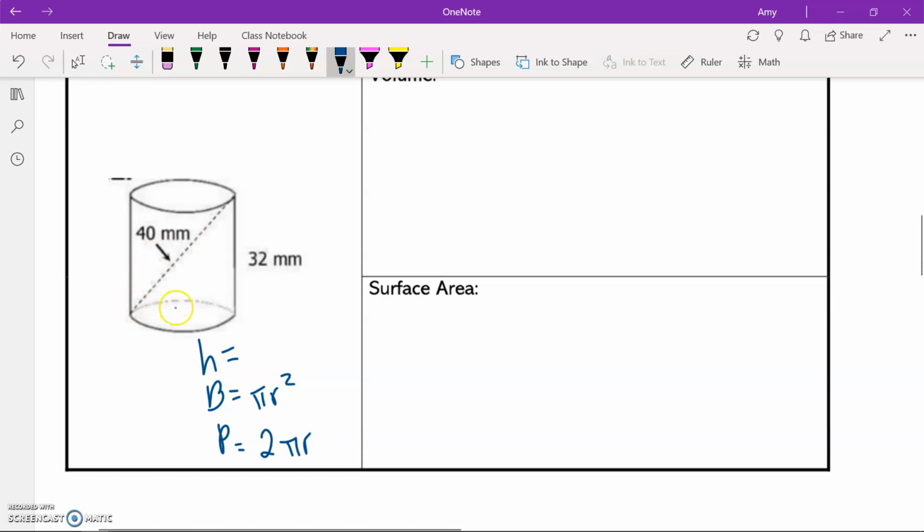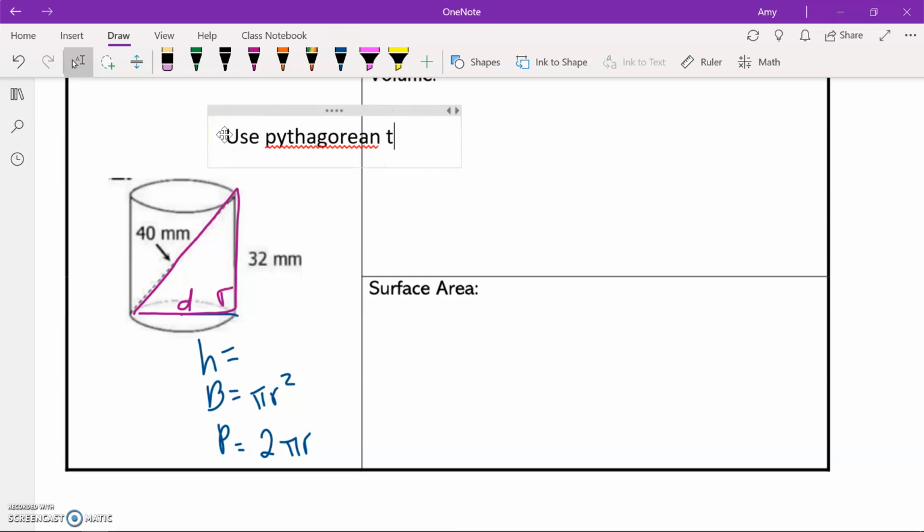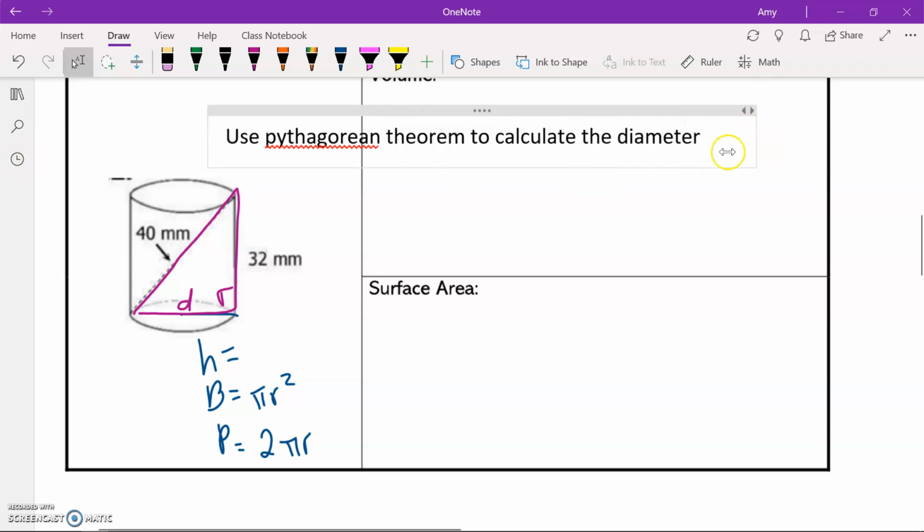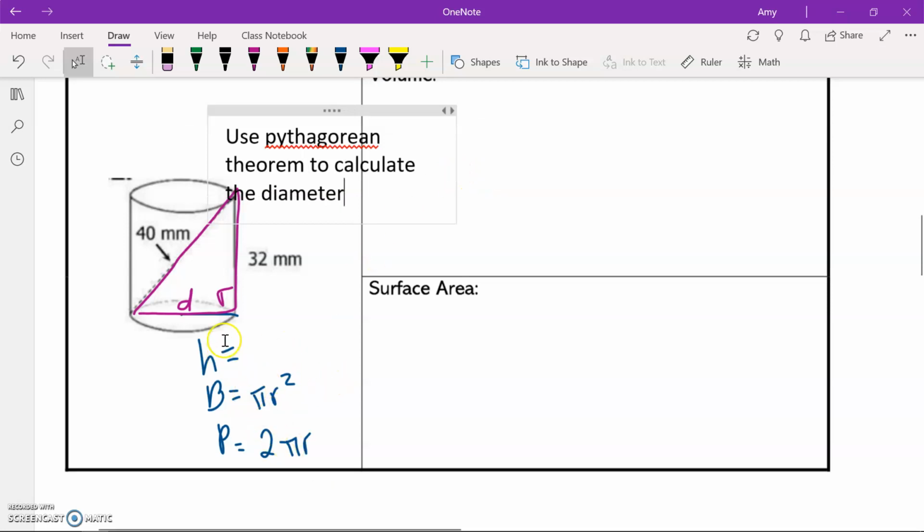But they don't give me the radius. Instead, they give me this diagonal. So what we are going to do is actually create this right triangle. And if you notice, this edge right here is going to be our diameter. So you can use Pythagorean theorem. So you're going to use Pythagorean theorem to calculate the diameter. And then once you know your diameter, you can calculate the radius and get your base and your perimeter.